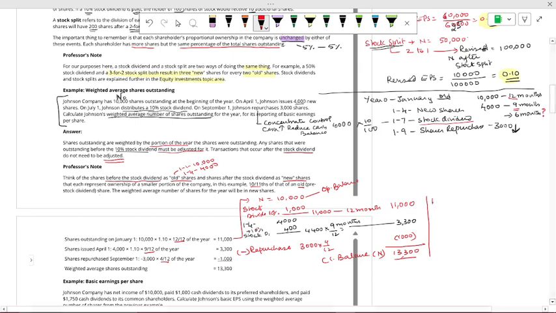Clear. Now, what is the weighted number of outstanding equity shares? It is 10,000 plus 13,300 divided by 2. 23,300 divided by 2 comes to how much? 11,650.